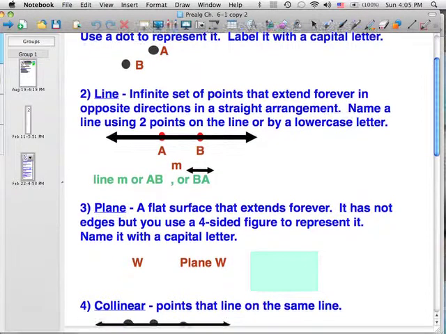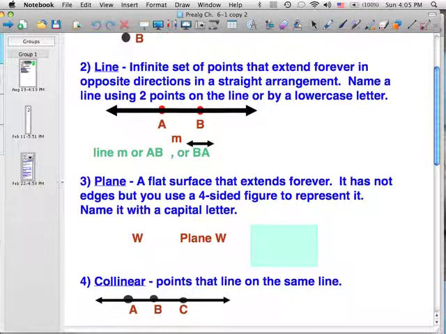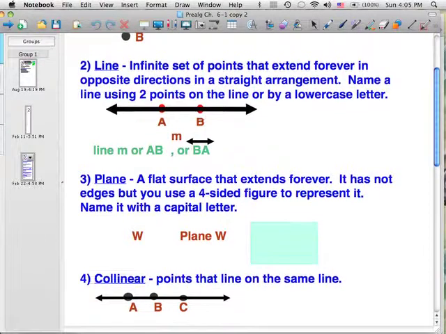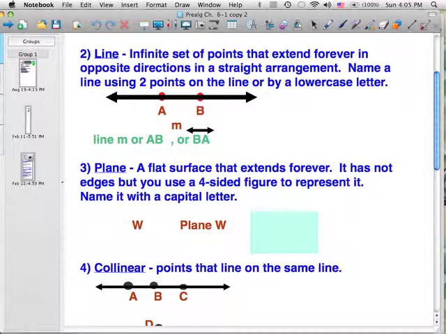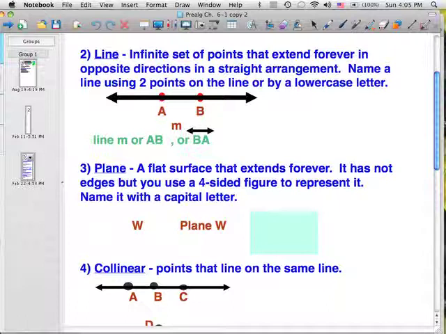A plane is a flat surface that extends forever. It has no edges, but you use a 4-sided figure to represent it. And we name it with a capital letter. So a plane is like a wall in a room or a ceiling. So this is plane W. It's a flat surface.